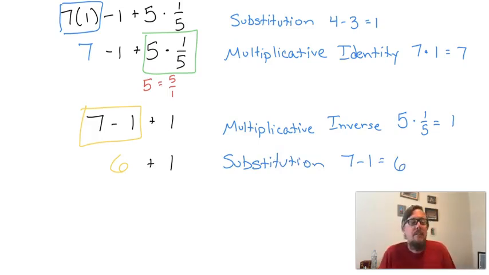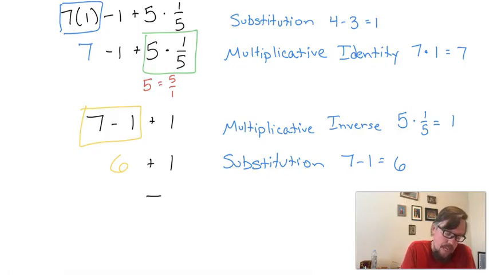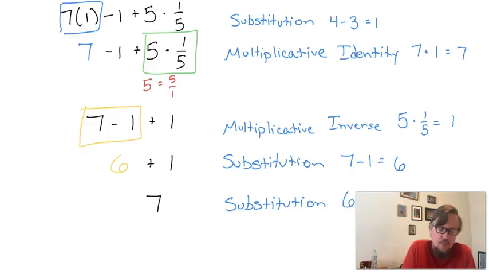And then the last thing we have to do is 6 plus 1, which is 7. And that again is substitution because 6 plus 1 and 7 are equal to each other. So the property that allows us to replace the 6 plus 1 with 7 is called substitution. And this is one of the most valuable skills you can have in a math class, is the ability to not only do a thing, but then to justify or prove why you are allowed to do the thing that you just did.